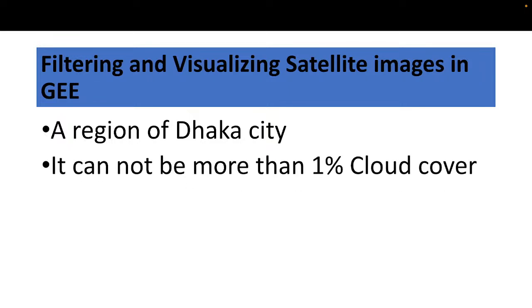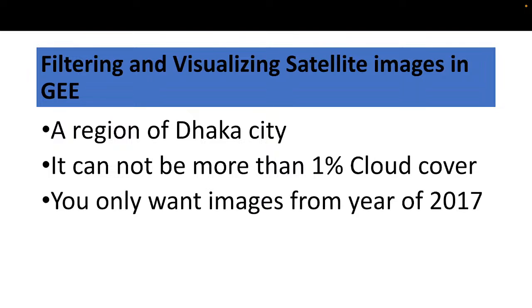Another factor is image metadata or image properties. Suppose I need the image with less than 1% cloud cover. Okay, so this is one kind of factor for filtering. And the third factor is a specific time period. Suppose I need this image in the year of 2017, month of suppose summer season or rainy season or any specific time period.